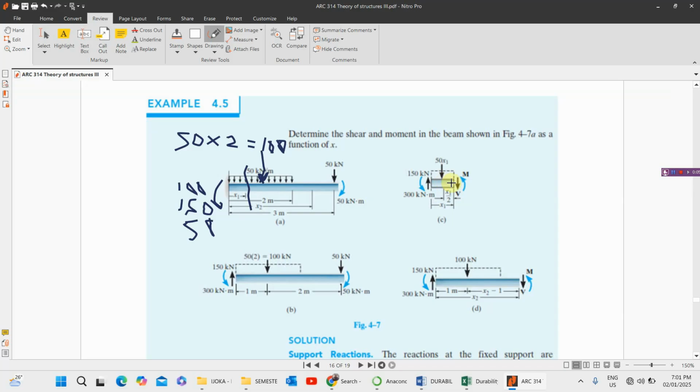So for this particular one, let us look at it in this form. For this one, we have 50 times, okay, let's say when our x equals 2, 50 times 2 is 100 here.